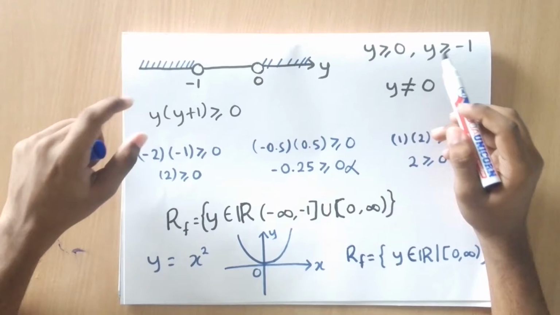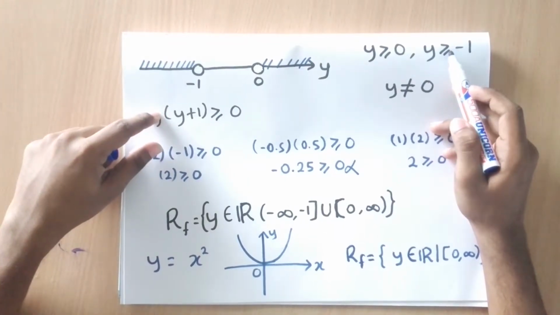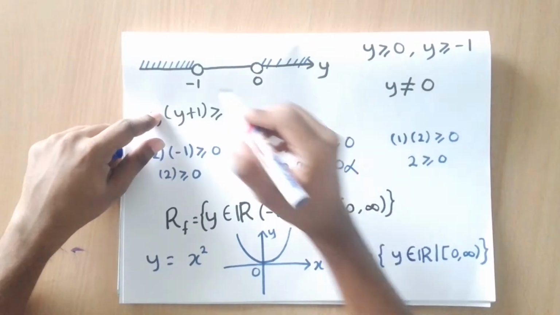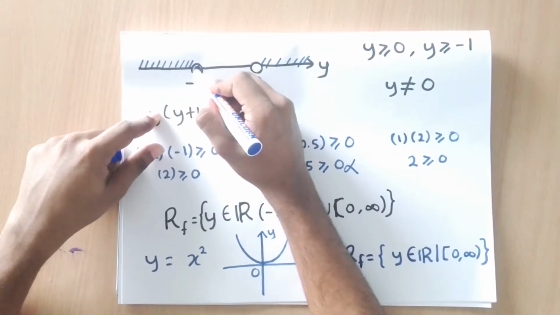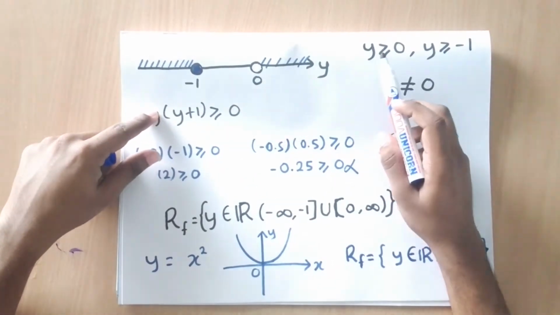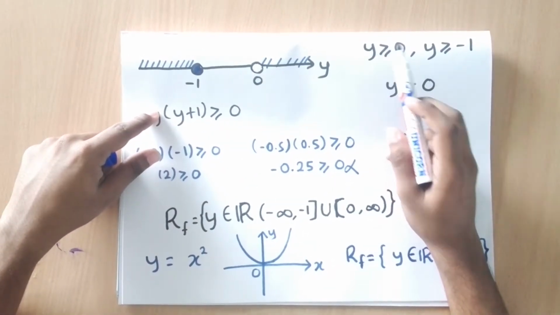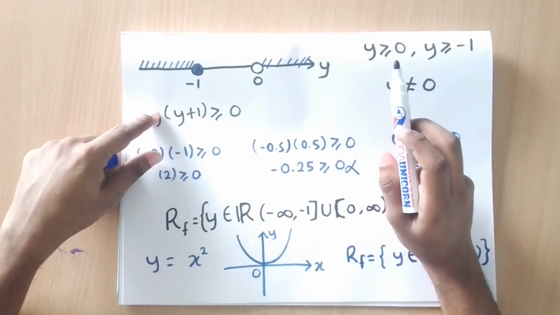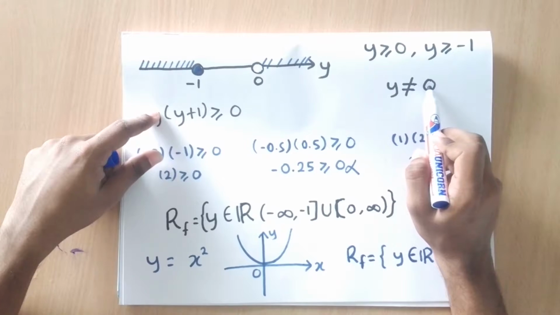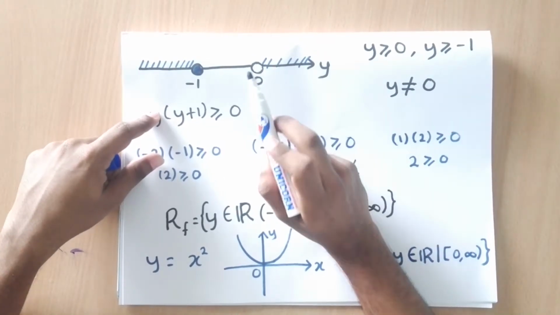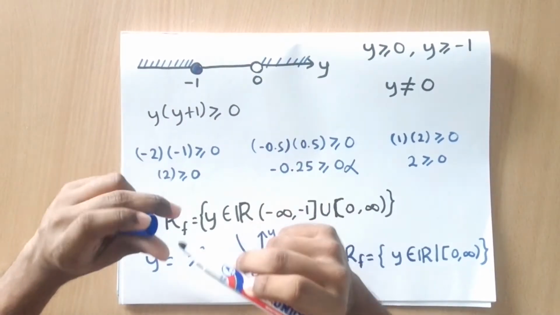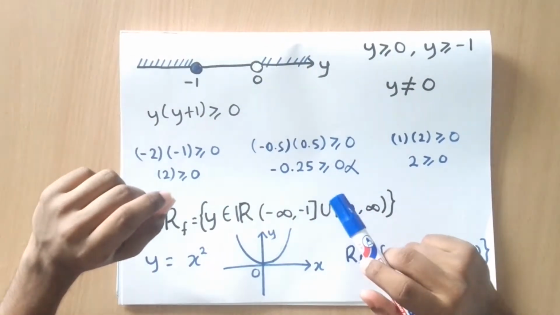So it says that y is greater than or equal to minus 1. So we have to shade minus 1. And it also says that y is greater than or equal to 0. But we found earlier that y can't be equal to 0. So we do not shade 0. We leave it empty. So this is our final answer.